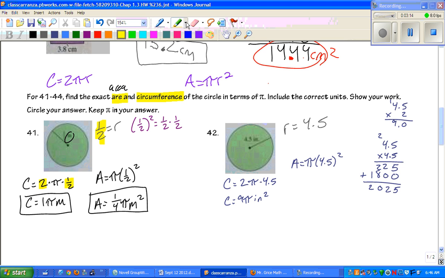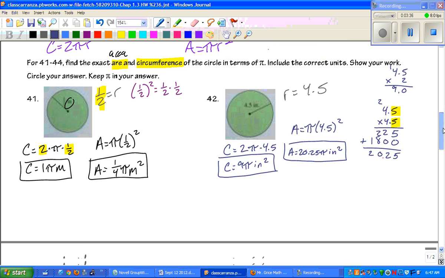How many numbers behind the decimal do we have? 2. So we get area equals 20.25 pi inches squared. All right, go ahead and flip it over.